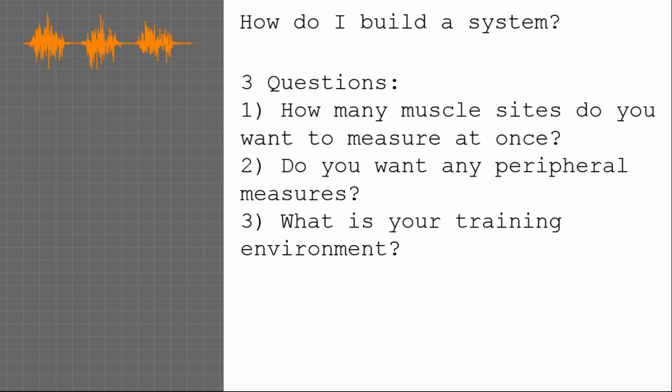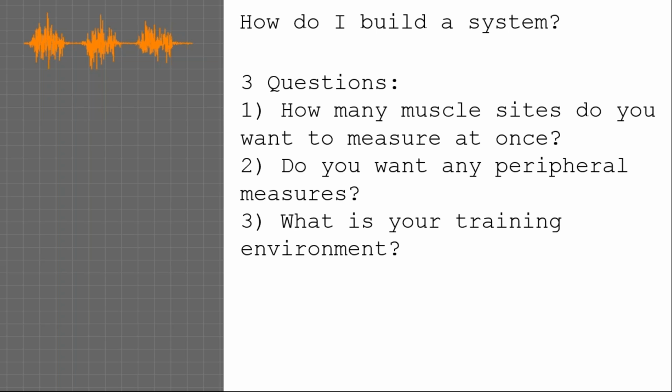So when we kind of set out on this, we said there are 3 questions: how many muscle sites, do you want peripheral measures, and what is your training environment? What we're going to do now is ask questions. Hopefully I got your wheels turning about how to integrate, what to think about when you're calling Thought Technology and saying, hey Luke, I need the system. I don't know exactly what I need, but guide me. We can go through this process together where we really narrow it down and we say, this is the best fit for you.